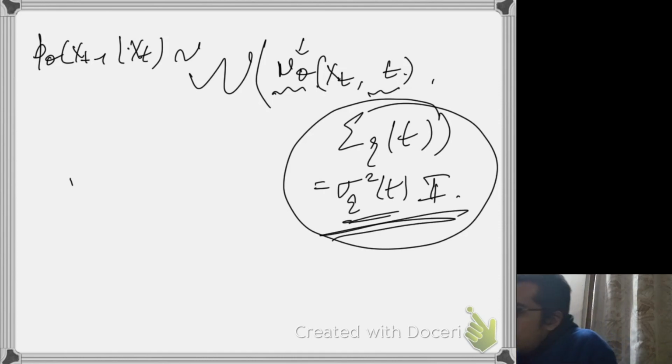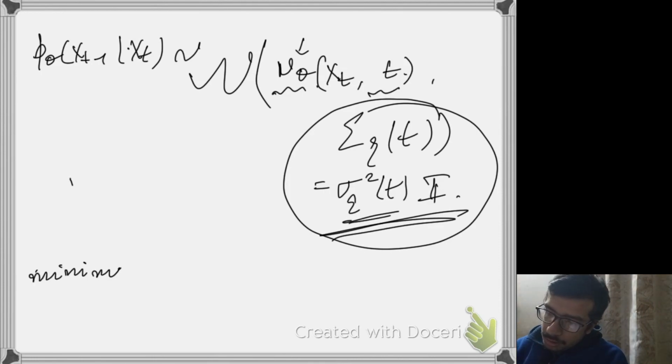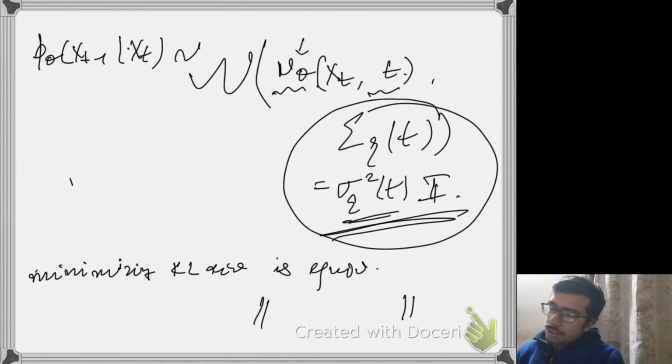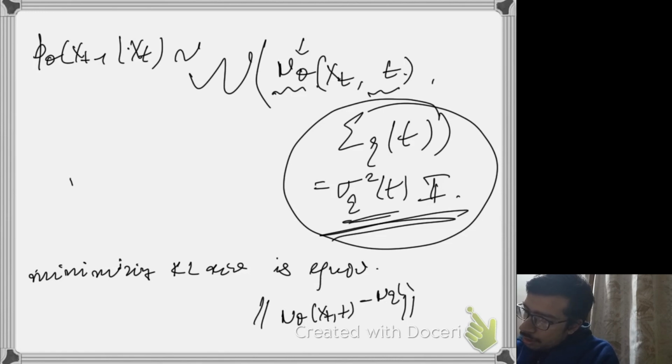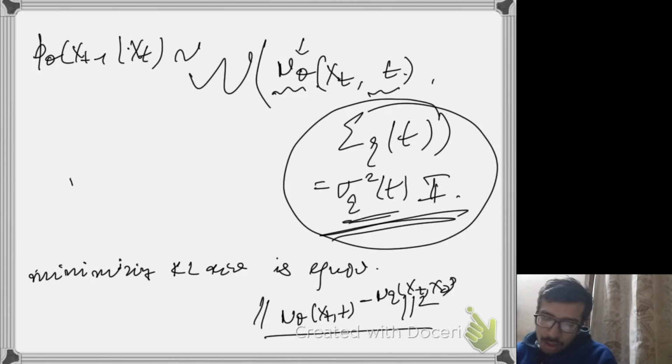Now what I need to do is find the mean which minimizes the KL divergence. If you minimize the KL divergence between two normal distributions which have the same covariance matrix, it is equivalent to minimizing the squared norm difference between the two means, between mu_theta(x_t, t) and mu_q(x_t, x0). Minimizing this squared difference is equivalent to minimizing the original KL divergence term. So for every t I need a neural network which is able to output the expected value close to the original mu_q, the expected value when it sees x0 as well.